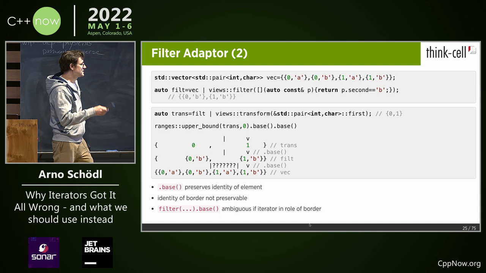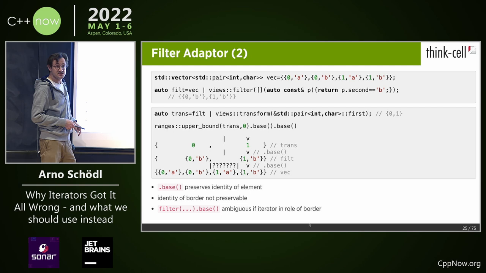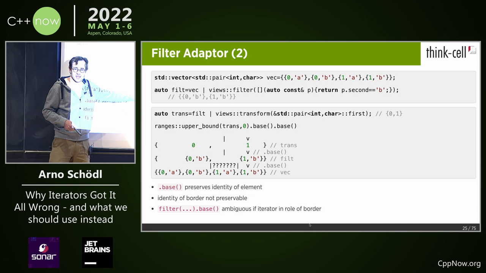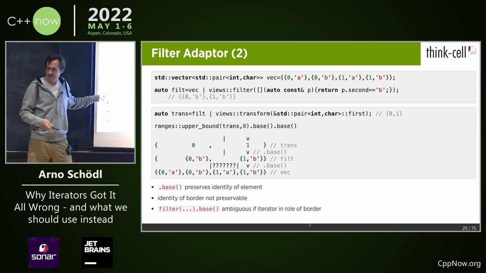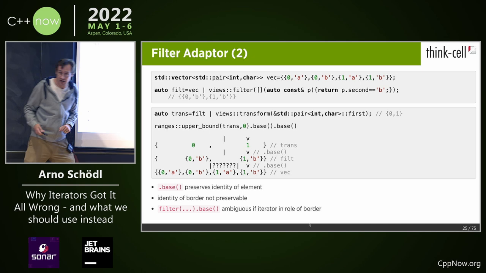So should the type be the same as whatever you're returning with base? My argument is yes, of course it should be the same. I mean, if we are talking about this element here, it would be very strange if this would be described in any other way than with an iterator into that vector. I mean, that's what we have. Semantically, it's this element. And this element is described by an iterator.